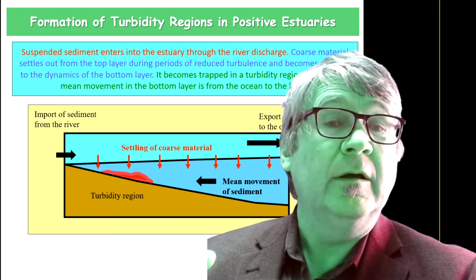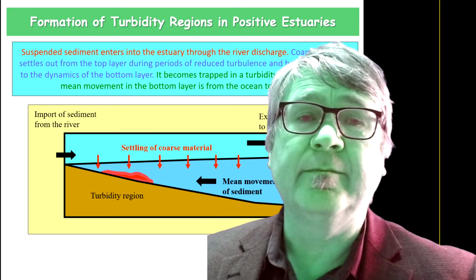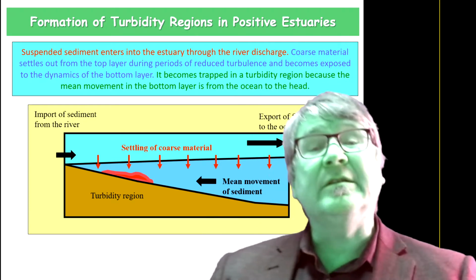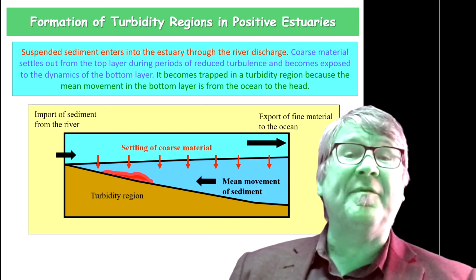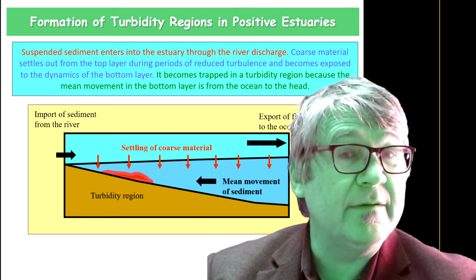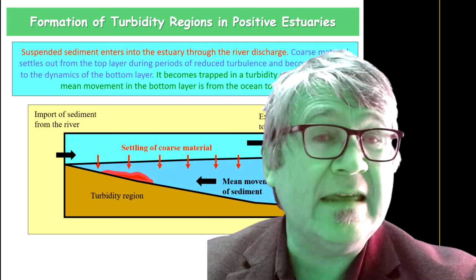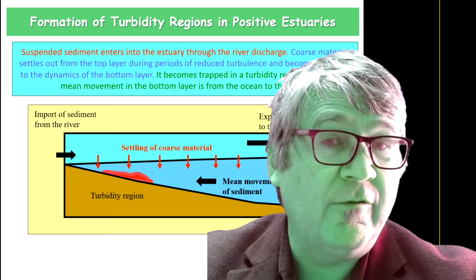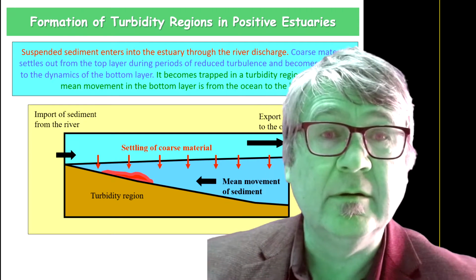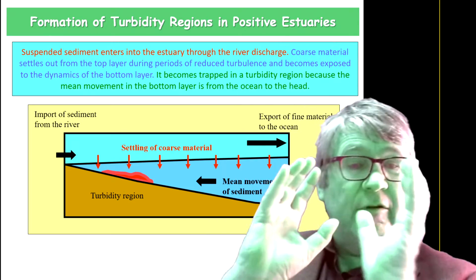Okay, why do you get a turbidity region? Positive estuaries are traps for sediment, not for all sediments, but for many, for a broad range of sediment sizes. Okay, let's have a look at that example.